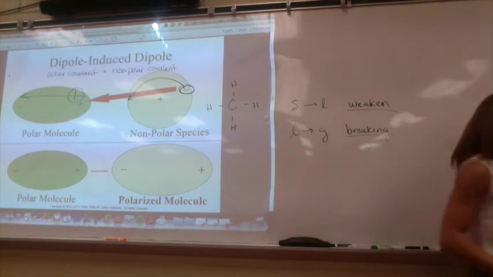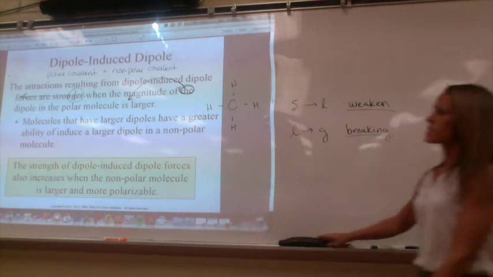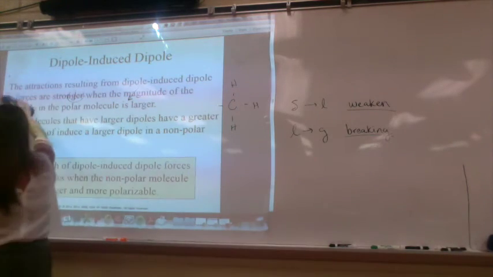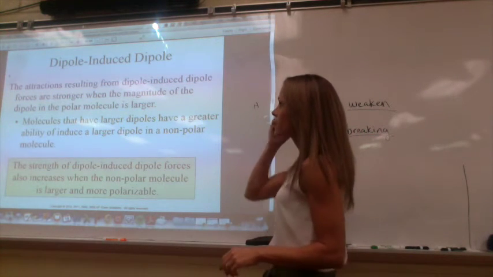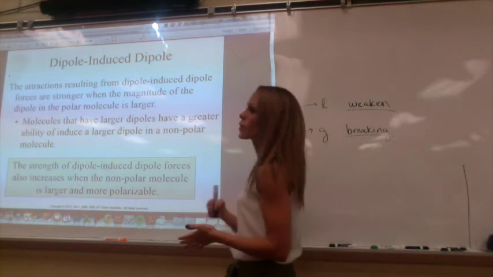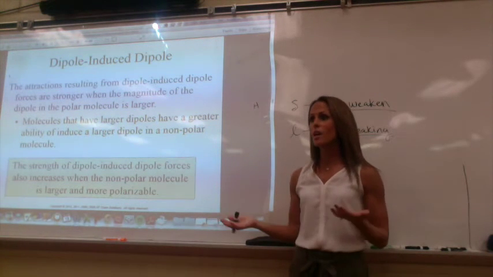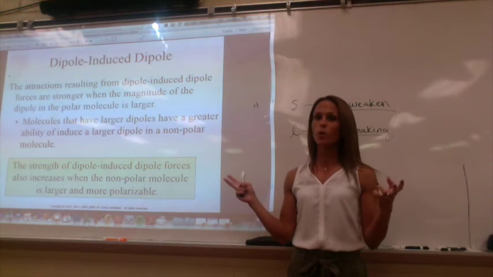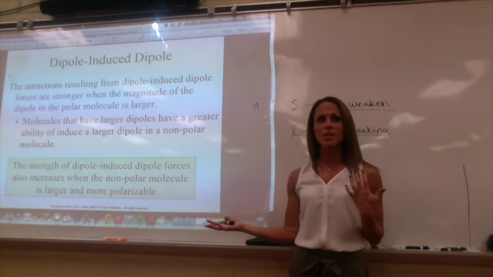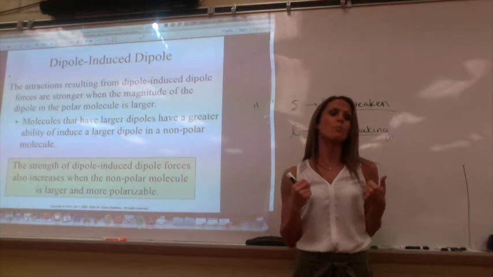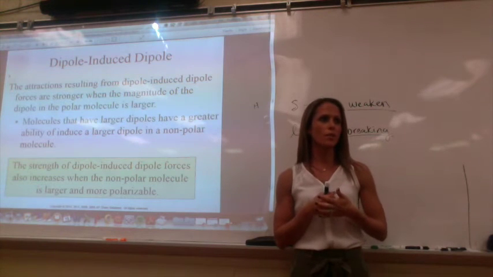So anytime that you're inducing that dipole, you're pulling those electrons over. So this says the attractions that result from dipole-induced dipole forces are stronger when the magnitude of the dipole in the polar molecule is larger. Well, why would that be true? If I have a greater dipole moment in my polar molecule, you create greater attractive forces because it's pulling those electrons temporarily much stronger, right? Always think of it like tug of war in this case.